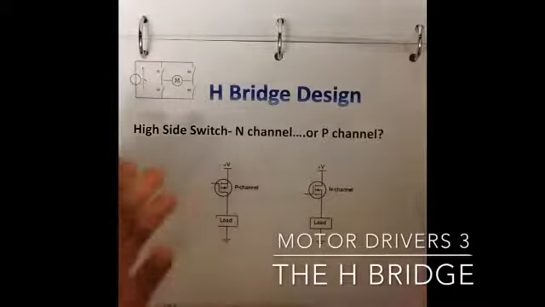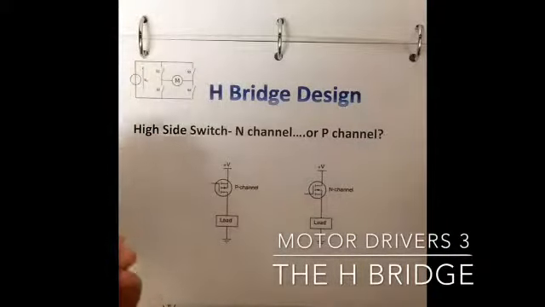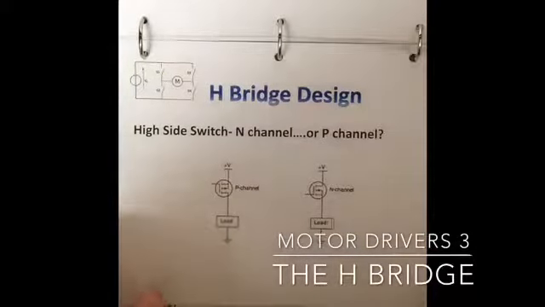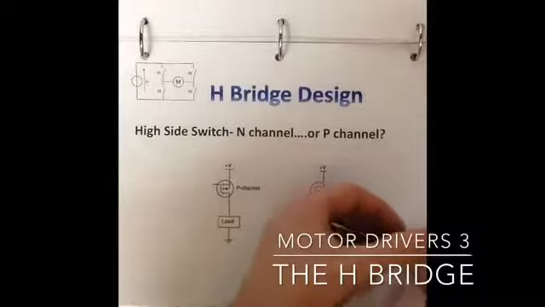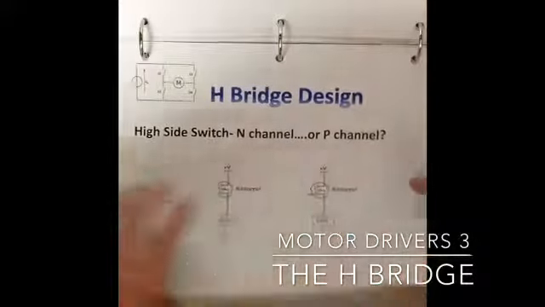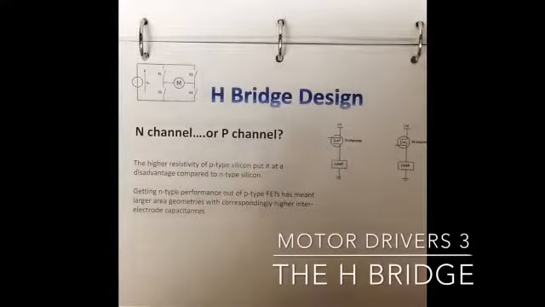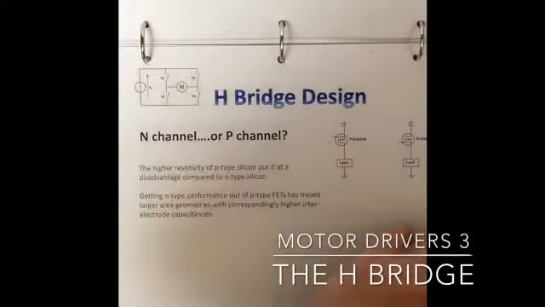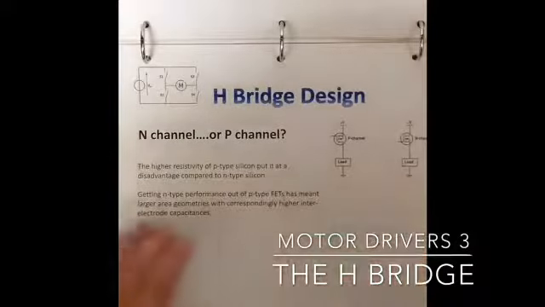On the high side, which is the more complicated part of an H-bridge, do you want an N or do you want a P channel? Well, classically, they've been designed with both. They just both have positives and minuses. The higher resistivity of P-type silicon puts it at a disadvantage to the N-type. Basically, it's a higher resistance, so it makes it more difficult and more prone to heat. So getting the N-type performance out of a P-type FET usually means larger geometries. You've got to make it bigger to handle it. So a P FET and an N FET will have to be different sizes if you want to pair them together.